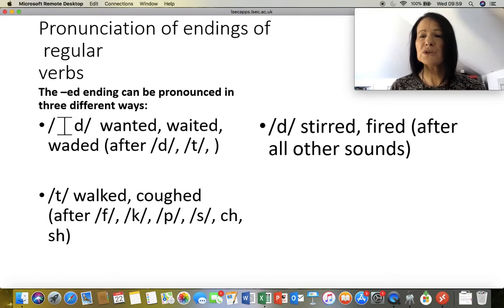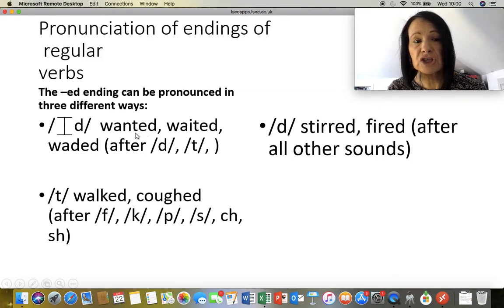Now, when do we use this id sound? After verbs that end with d and t. So you can see that want finishes with a t. That's when it sounds like id, wanted, when we use past tense. Wait ends with a t, waited. And wade, d, waded. Okay.